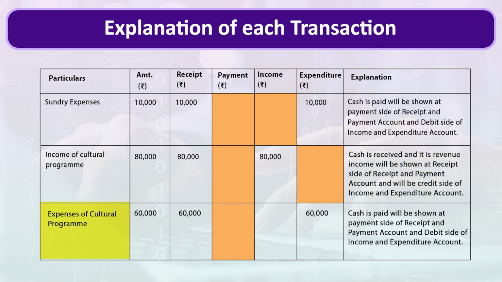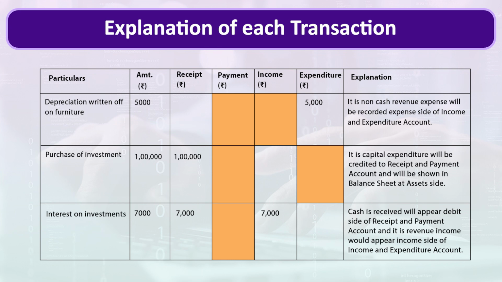Then there is expense of cultural program which amounts to rupees 60,000. The cash is paid and will be shown at payment side of receipt and payment account and debit side of income and expenditure account. Then there is depreciation written off on furniture which amounts to rupees 5,000. Depreciation is a non-cash revenue expense and it will be recorded on expense side of income and expenditure account.